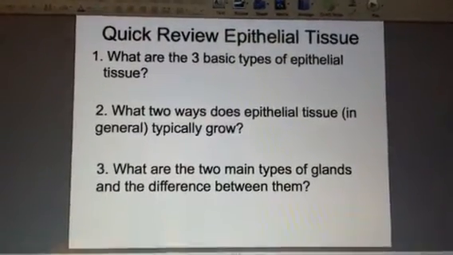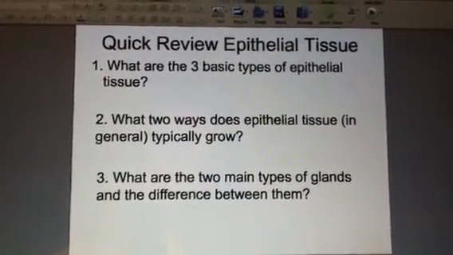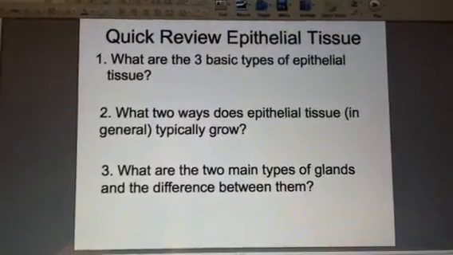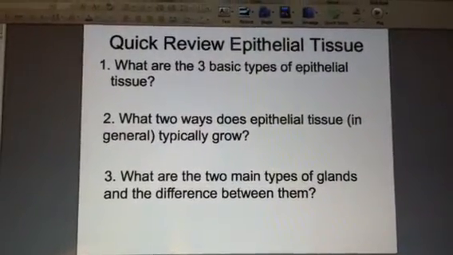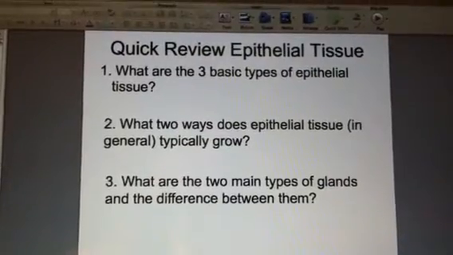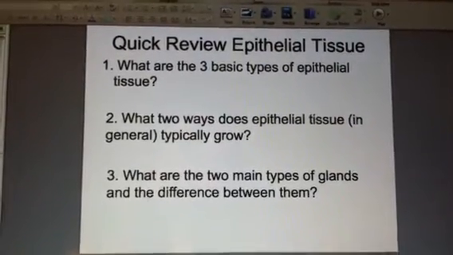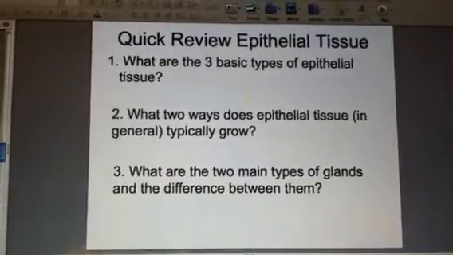Good. And number three, what are the two main types of glands and the difference between them? Hopefully, endocrine and exocrine came to mind? Okay, you're on the right track if it did.